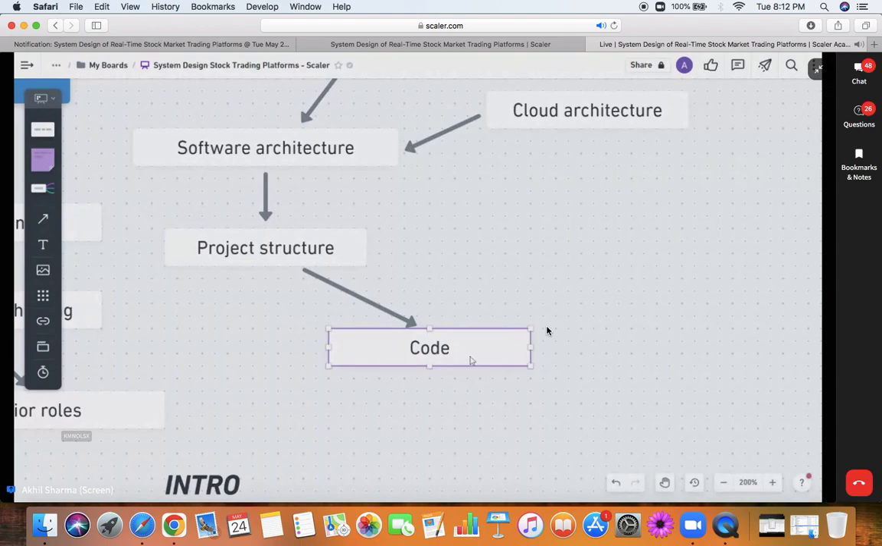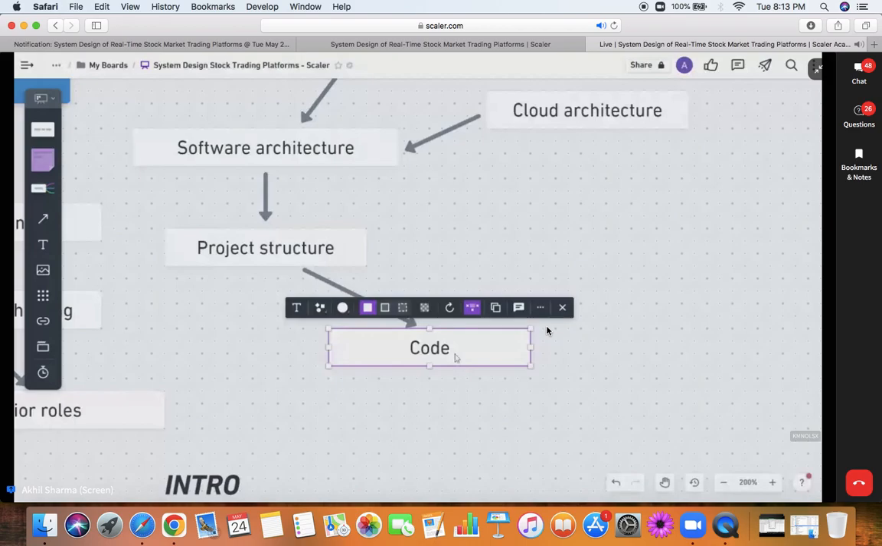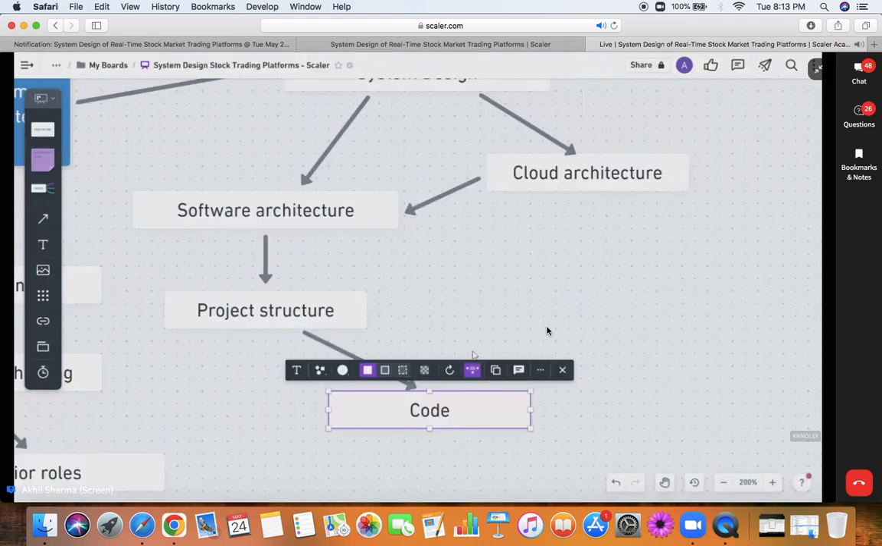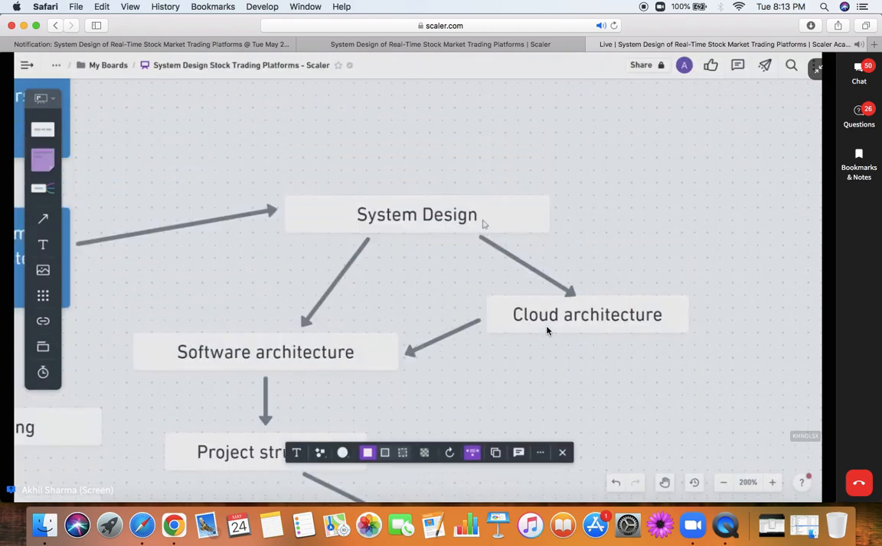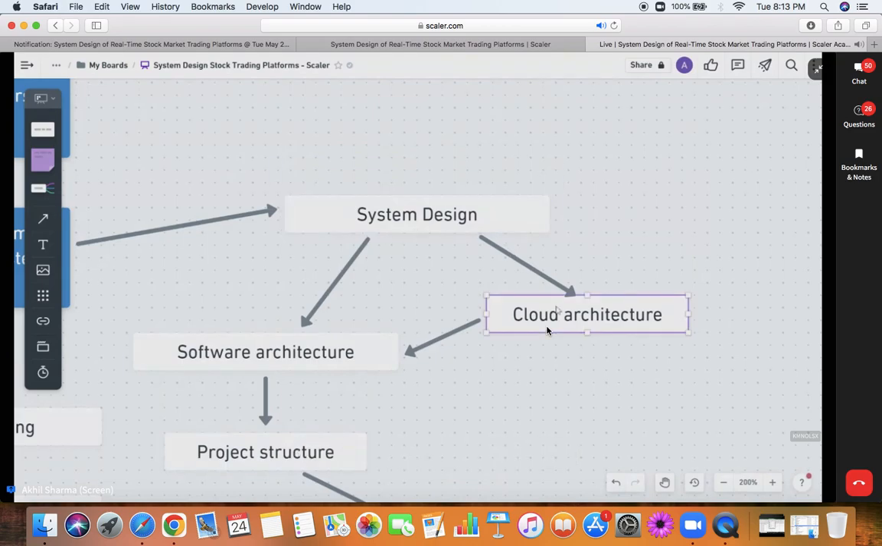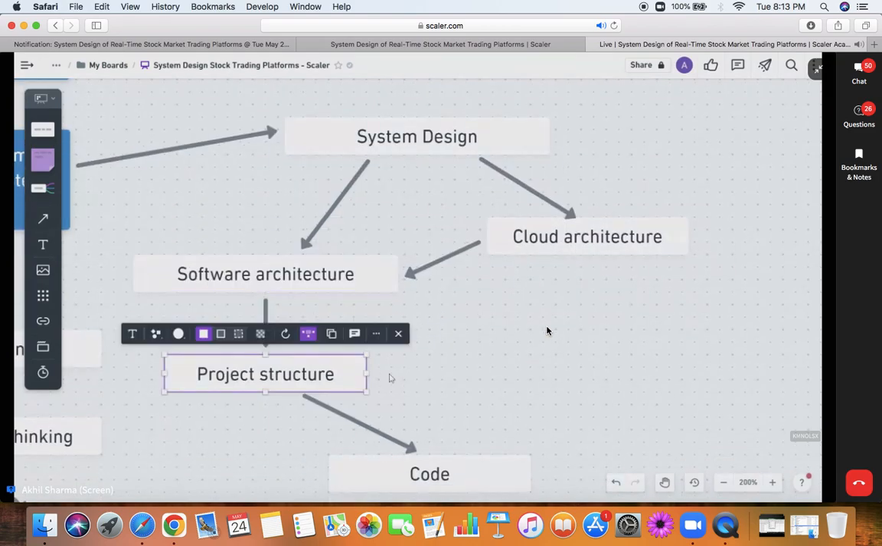Beginners start coding directly from day one, as soon as they get a project. But pros, or people who are really senior, think about systems, cloud architecture, software architecture, and project structure.